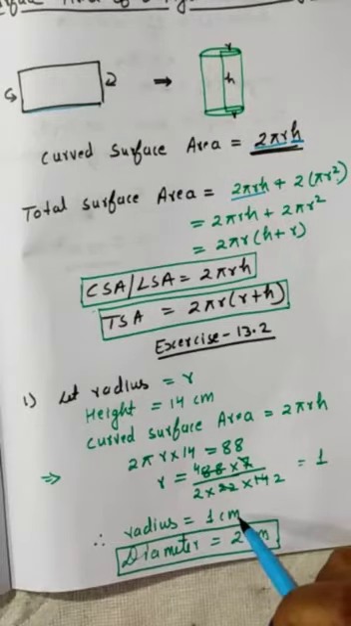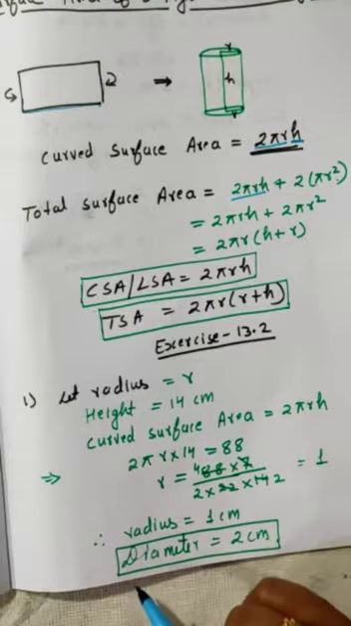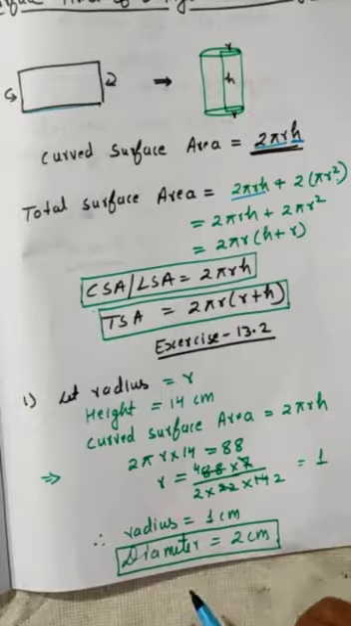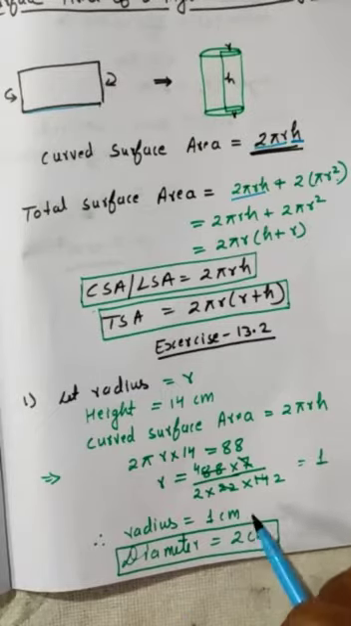And if the radius is 1 centimeter, then in the question they're asking us the diameter. So diameter will be double the radius. You know that 2 into radius is diameter. So diameter is 1 into 2, which is 2 centimeters. Okay, so this is the first question. Now we'll see the second question.